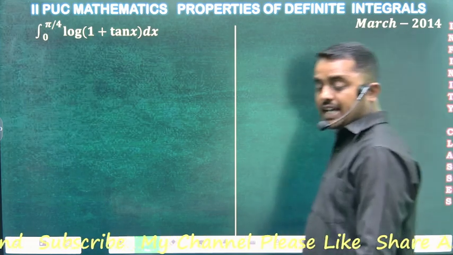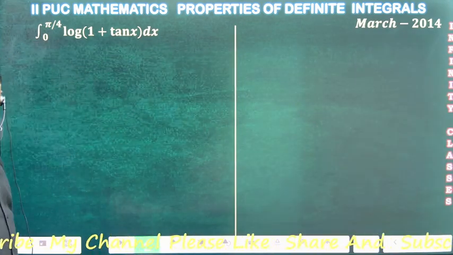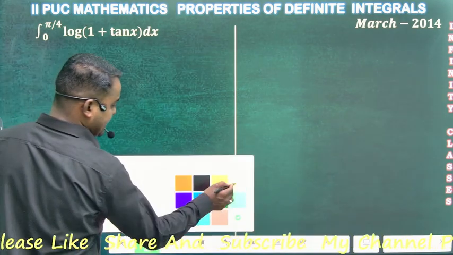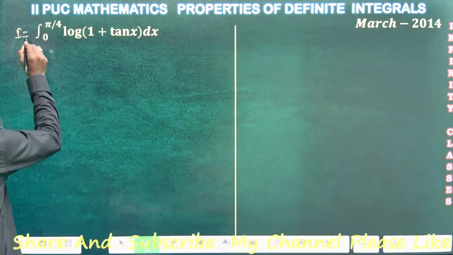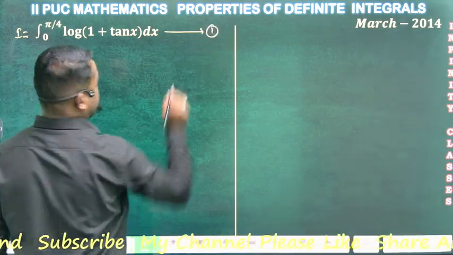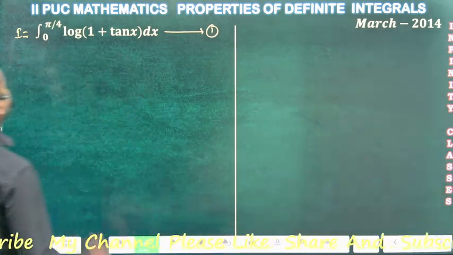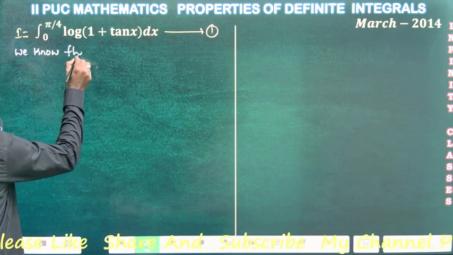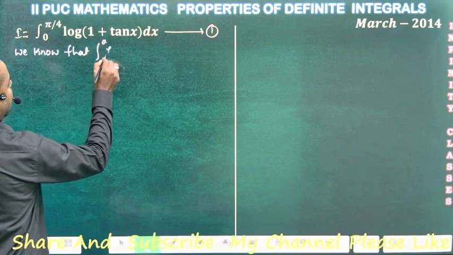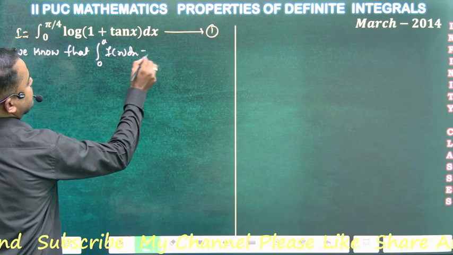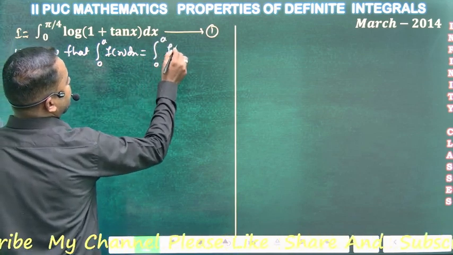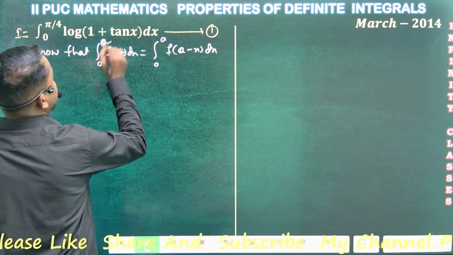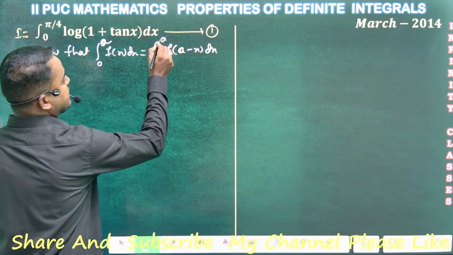The first one is a problem on this property that was asked in March 2014. First we take the given integral as I, that is equation 1. After this, we know from the property we just proved that integration of 0 to a f of x dx is equal to integration of 0 to a f of a minus x dx.